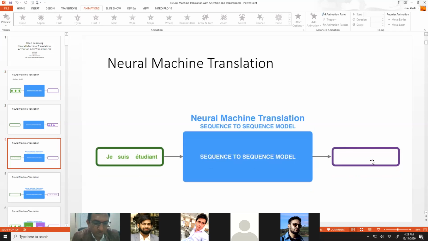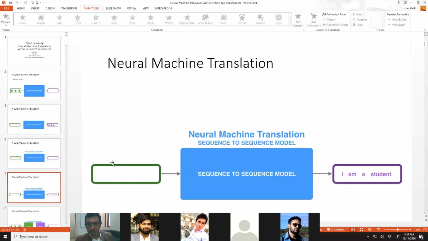In neural machine translation, we usually deal with natural language translation. So say for example, we have this in French. The sequence to sequence model will convert it into its corresponding English. You can see here, I am a student. So this sequence, which was previously in French, has been converted into English, right? So sequence to sequence translation is just converting a source sequence into some other sequence. That source sequence can be a sentence in one language, and the destination can be a sentence in another language. This is the simplest sequence to sequence modeling.